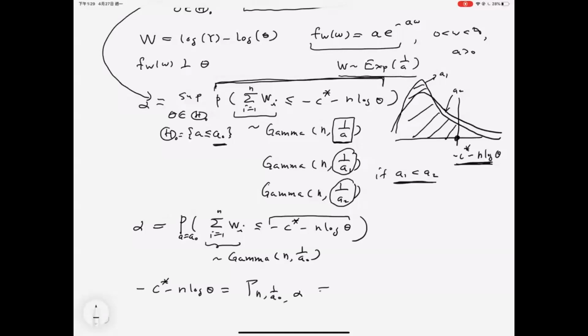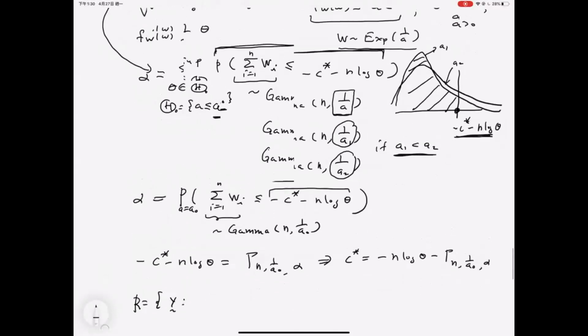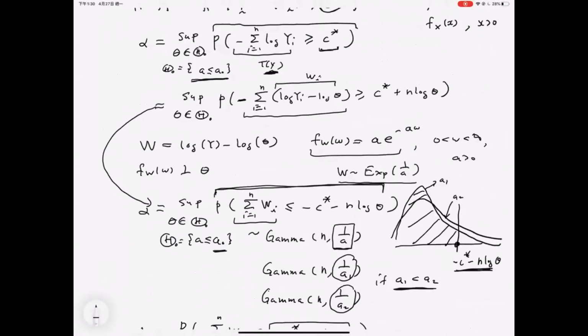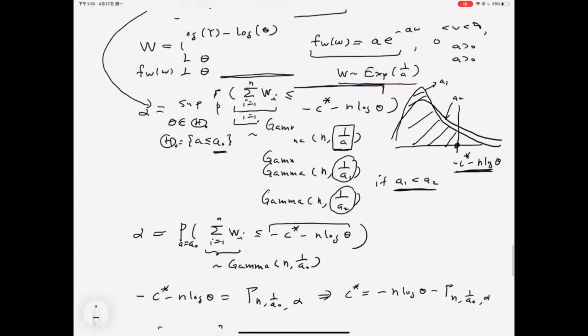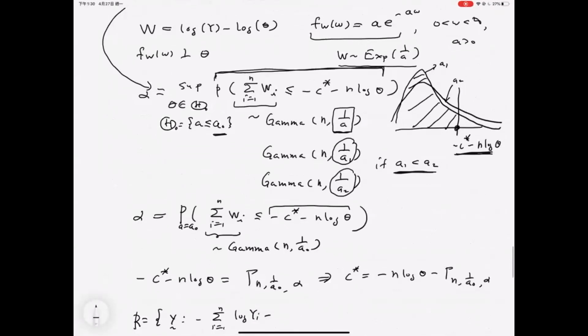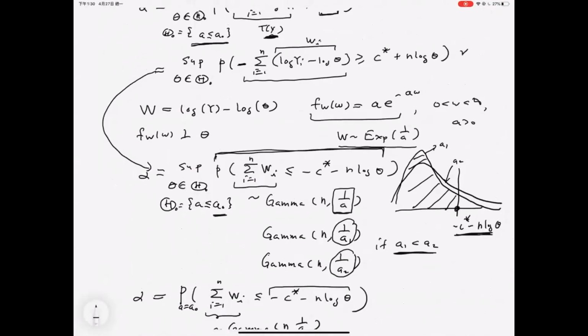Then using that, you can solve for C star. C star equals minus N log theta, then minus gamma N, 1 over A0 and alpha. Then you're solving for that C star. So that means eventually your critical region is what? Given your Wi, that is minus summation i from 1 to n of log Yi minus log theta. Critical region right here.